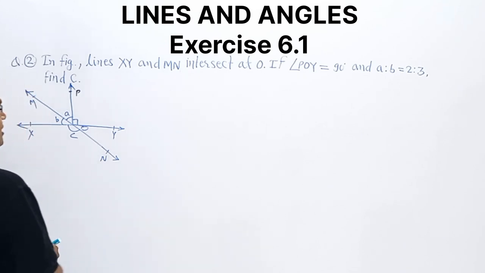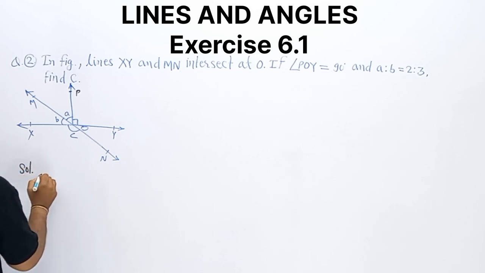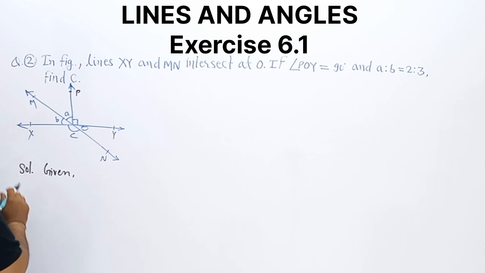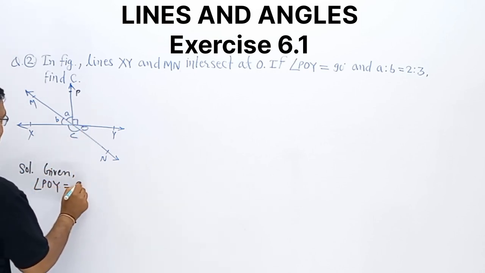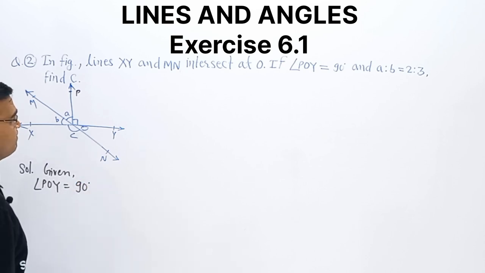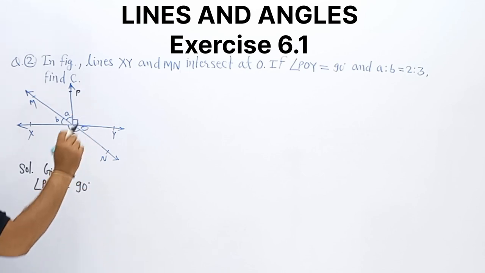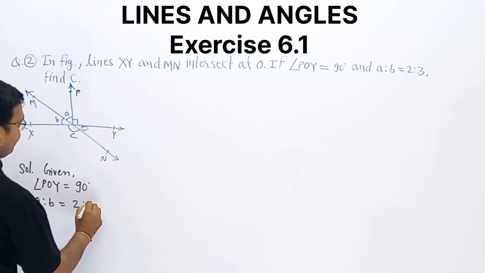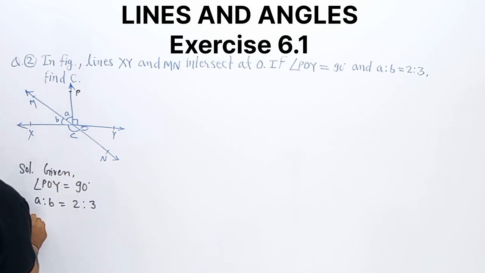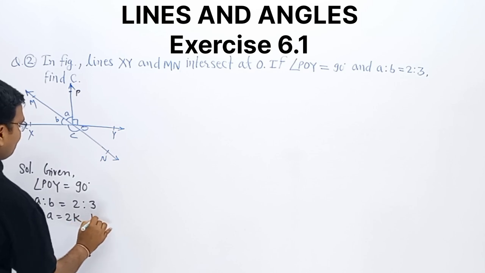Observe. So how will we write? First we will write the given data, then we'll go further. What will be the solution? What are the given things we should write in the solution? First, angle POY equals 90 degrees. Clear? POY is 90 degrees, and A is to B is 2:3. Let A equal 2K and B equal 3K.